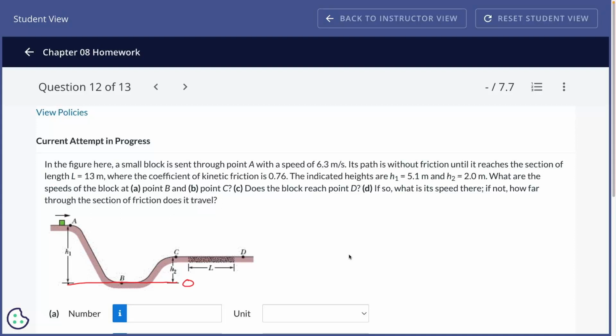But when it comes to finding it for part D, first of all, the question posits something very interesting. Does it make it? Does it reach point D? If it does, how fast is it going? And if not, how far? So how do you determine whether or not it makes it?